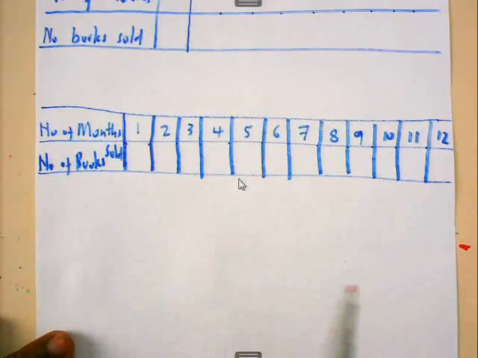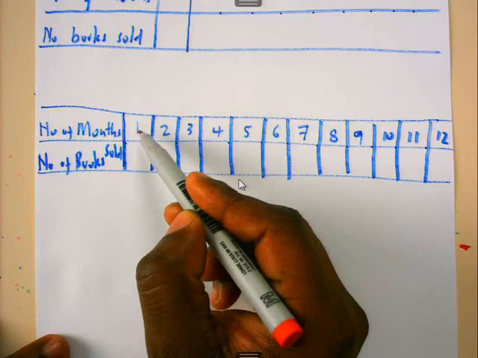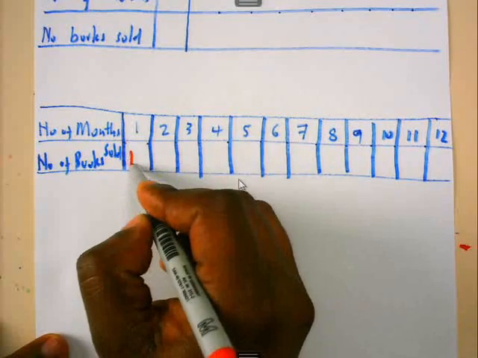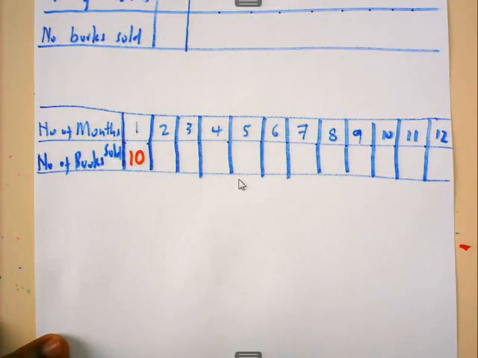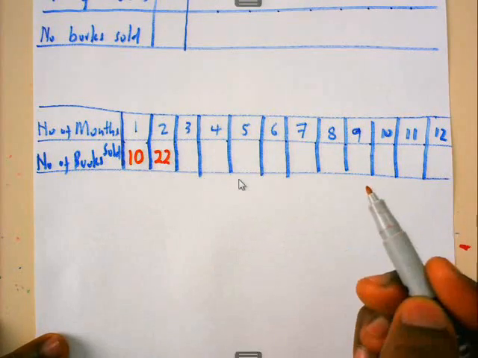Now the information we have says, on the first month, the company sold 10 books. Can you see that? On the first month, the company sold 10 books. On the second month, the company sold 22 books.